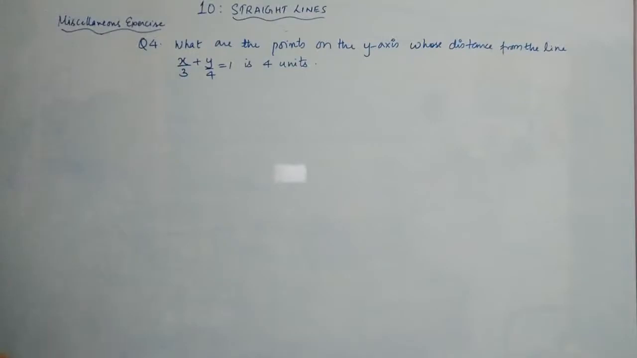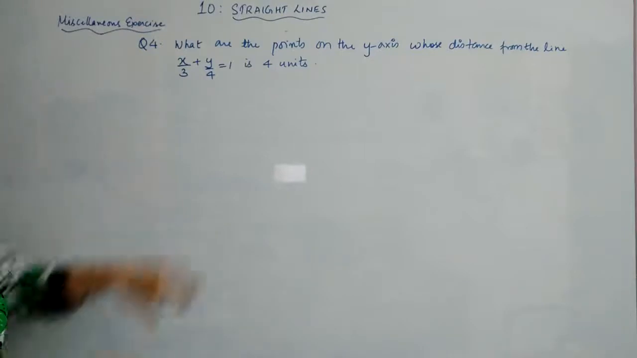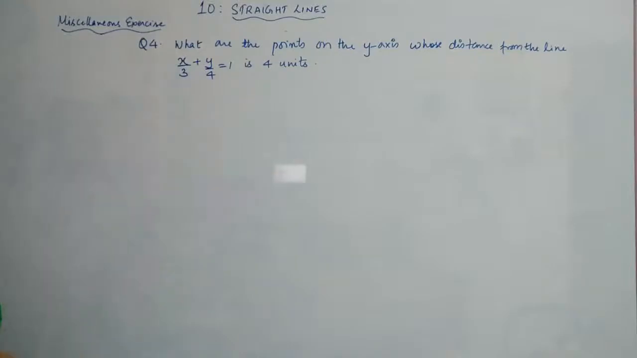Question number 4 is, what are the points on the y-axis whose distance from the line x by 3 plus y by 4 equal to 1 is 4 units. So we know that any point on the y-axis is of the form 0, y, and we will use the distance formula whose value is also given. So that will help us to find out what y is.